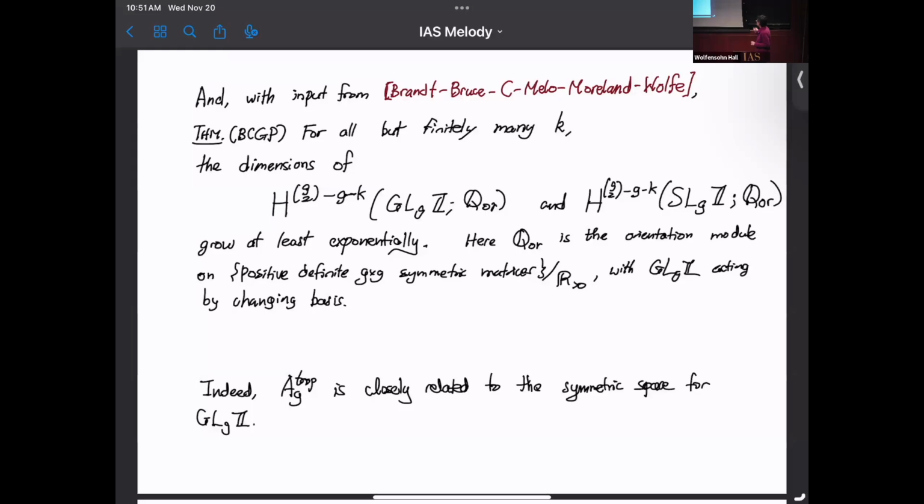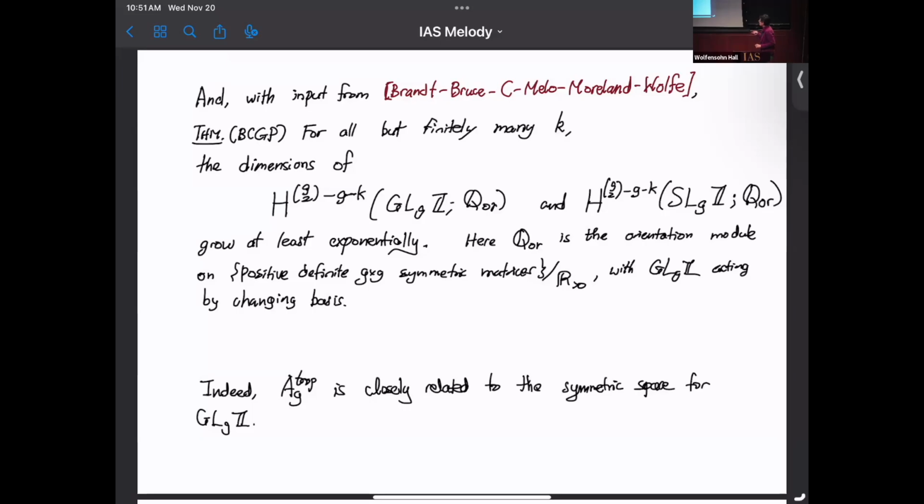Sorry, this is a typo. This should say Q, or, in fact, this is the orientation module. So you imagine the set of positive definite g by g symmetric matrices. This is a real cone, convex, up to scaling. And then GL_g(Z) acts by changing basis, as it would on any quadratic forms. And an element of GL_g(Z) may or may not reverse orientation.